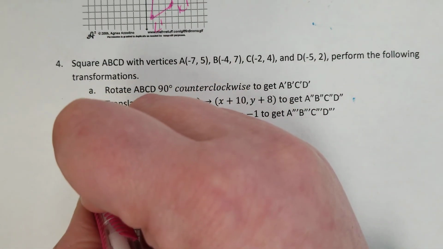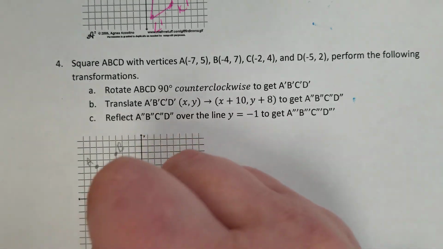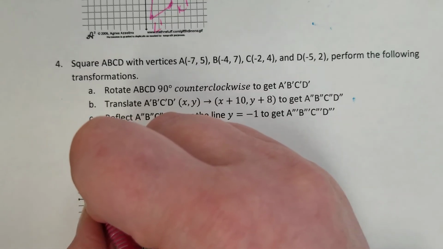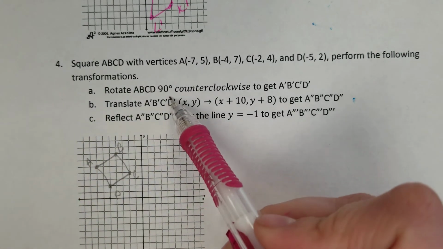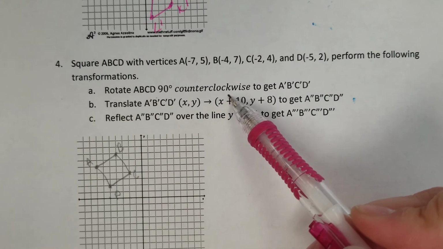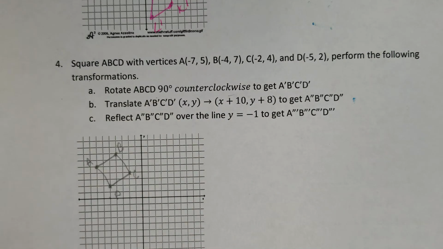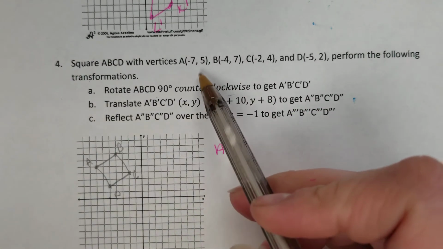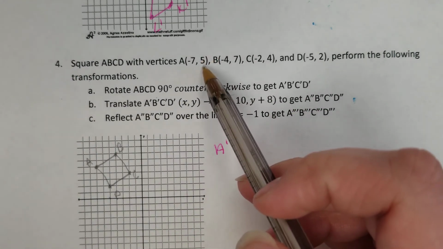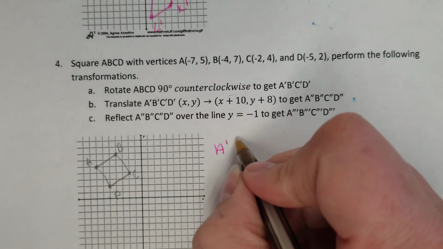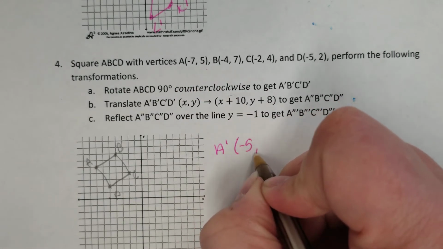All right, so A, B, C, and D. Now our first transformation is to rotate it 90 degrees counterclockwise. So rotating 90 degrees counterclockwise, we change the original y and then switch their order. So this one becomes -5, -7.